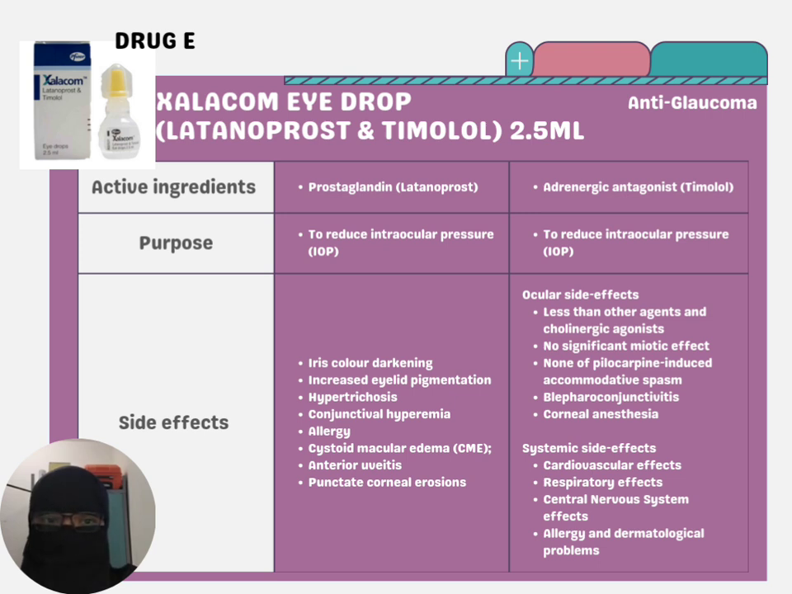For the ocular side effects, timolol gives less than other agents such as cholinergic agonists. There is no significant miotic effect, none of the pilocarpine-induced accommodative spasm, blepharoconjunctivitis, and corneal anesthesia. For the systemic side effects, timolol gives cardiovascular effects such as bradycardia, respiratory effects such as bronchospasm, central nervous system effects such as depression, and the last one, allergy and dermatological problems such as rashes.